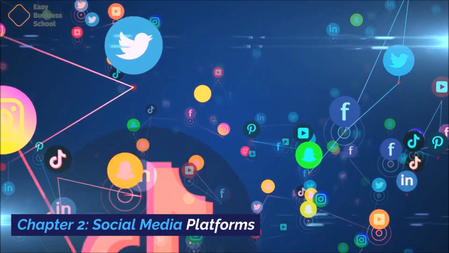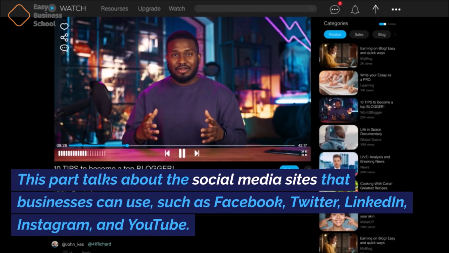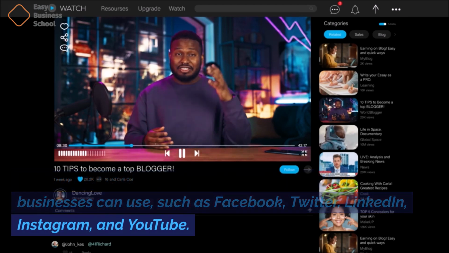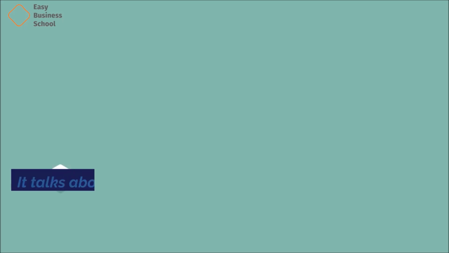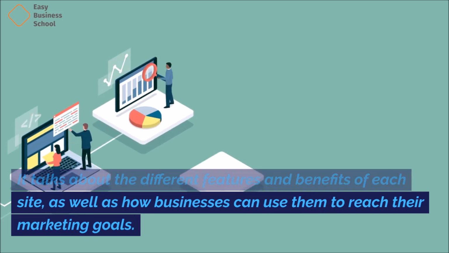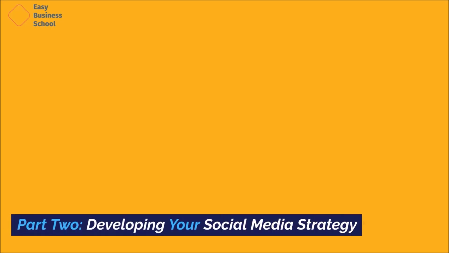Chapter 2. Social media platforms. This part talks about the social media sites that businesses can use, such as Facebook, Twitter, LinkedIn, Instagram, and YouTube. It talks about the different features and benefits of each site, as well as how businesses can use them to reach their marketing goals.